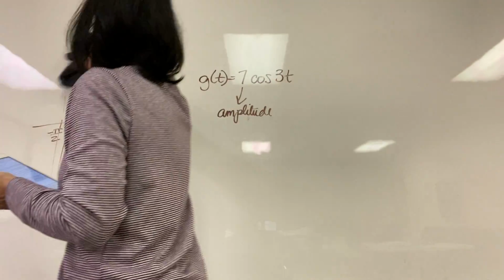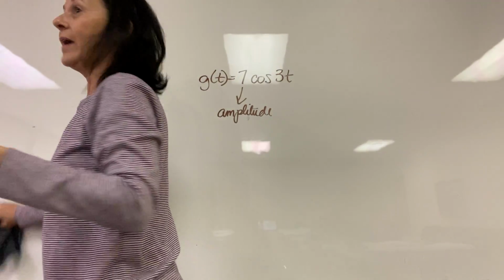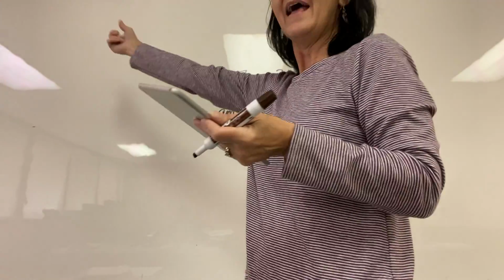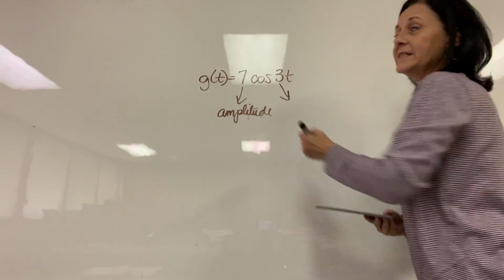What's the amplitude? Tell me. How high and low it goes above the x-axis. That's correct. Instead of just going up to 1 and down to negative 1, it's going to go up to 7 and down to negative 7. All right. What does that 3 tell me?